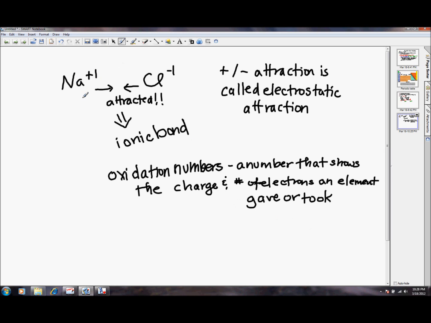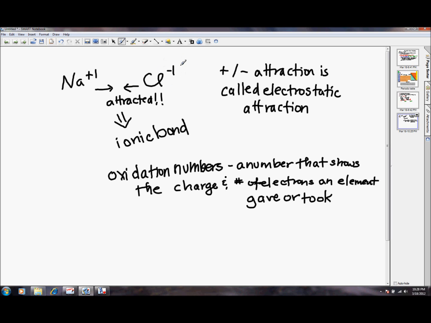Now, sodium had one valence electron. Remember, all of the alkali metals had one valence electron. So that means that all of the alkali metals will follow the same pattern as sodium, give away one valence electron, so one particle of negative charge, and end up with one extra proton in their nucleus compared to the number of electrons left over.